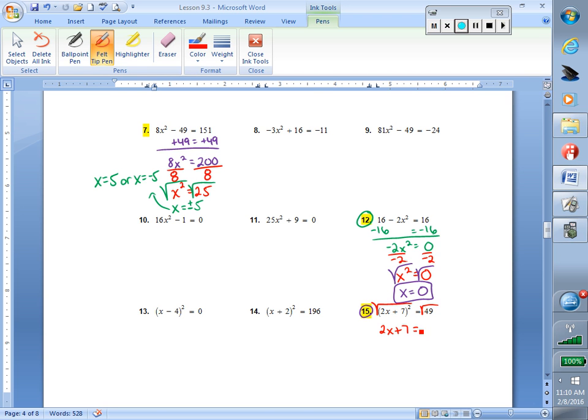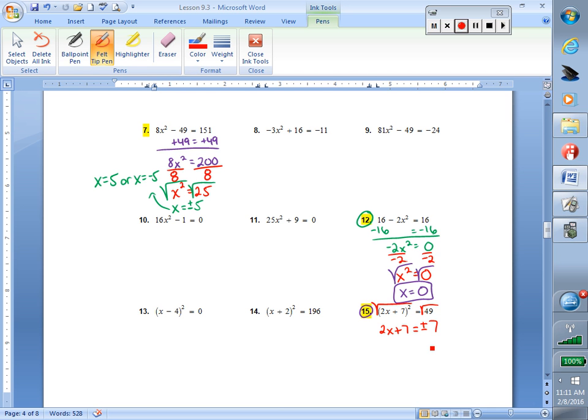Now on the right-hand side, though, we're taking the square root of 49. We're taking the square root of a positive number. So what are my possibilities for the square root of 49? 7 or negative 7. I just took the square root of a positive number, so I have two possibilities. It could be positive 7, it could be negative 7.